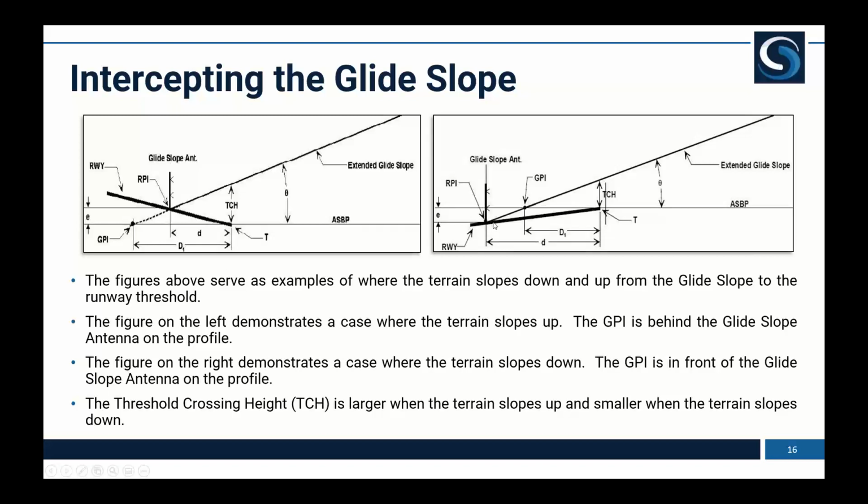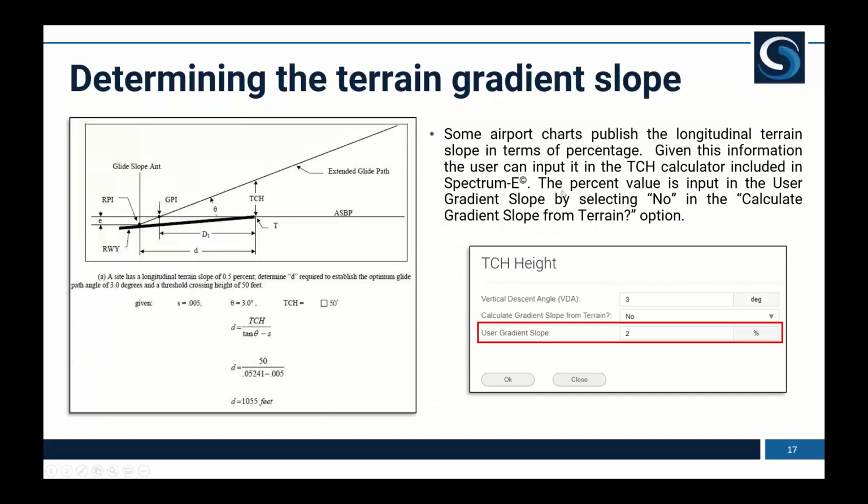And you have the inverse effect if the terrain is sloping down. So here you have the glide path of the aircraft, and here's the runway, and you can see the terrain sloping down. In this case, the glide slope point of intercept would be much earlier, before the glide slope antenna. What that affects in terms of the threshold crossing height is that the TCH changes. It is larger when the terrain slopes up and smaller when the terrain slopes down. That's important information to consider when calculating the TCH.